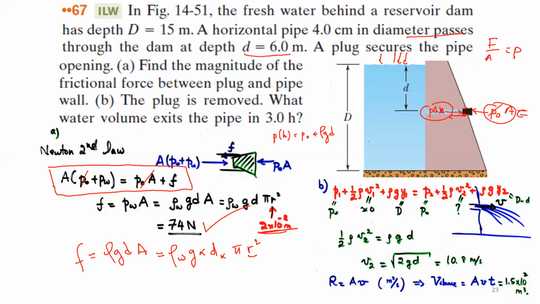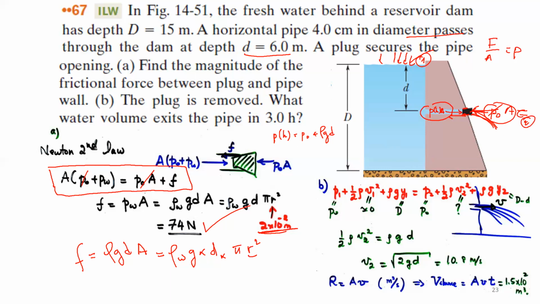So I will apply Bernoulli equation between the top here and this depth here. So I will have P1 plus half rho V1 square plus rho g y1 is equal to P2 plus half rho V2 square plus rho g y2. So 1 is here and 2 is this position when the water is getting out.